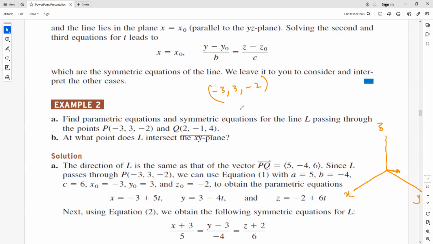And the next point is 2, -1, 4. So 2, -1, 4 is in the positive X, negative Y, and positive Z direction. So negative Y direction is here. This is the negative Y axis, this is positive X, and this is positive Z. So it's somewhere here, right? So let's say this point is here. Okay, so this vector, like this.